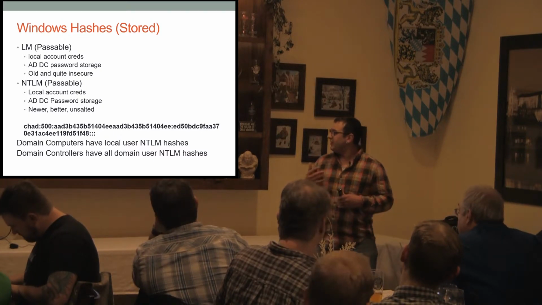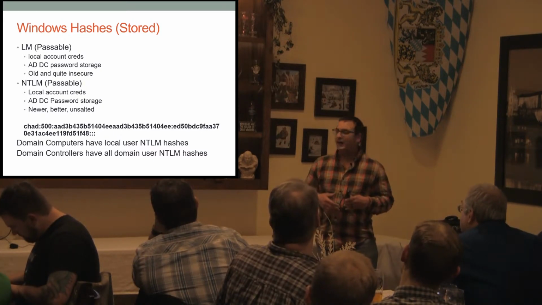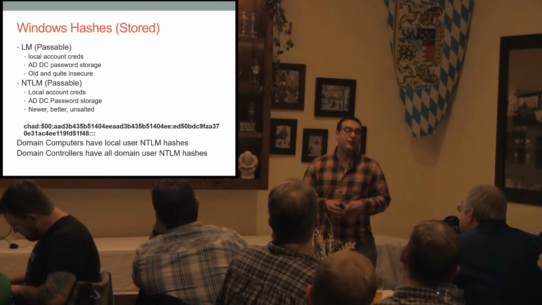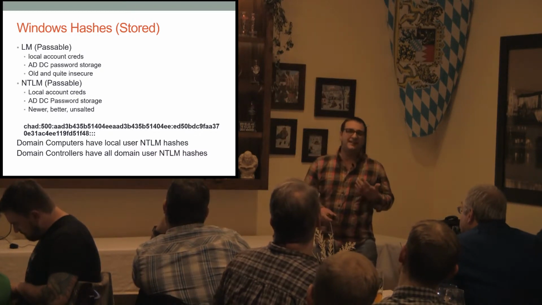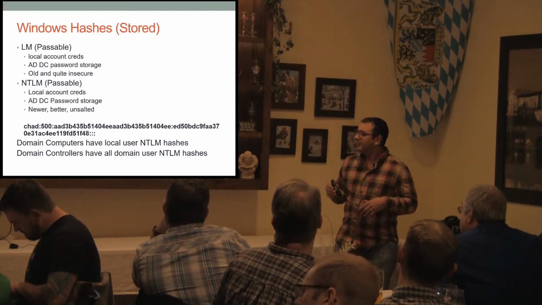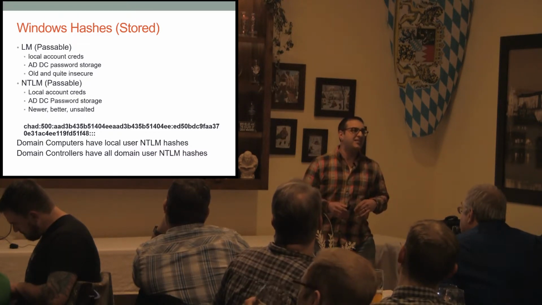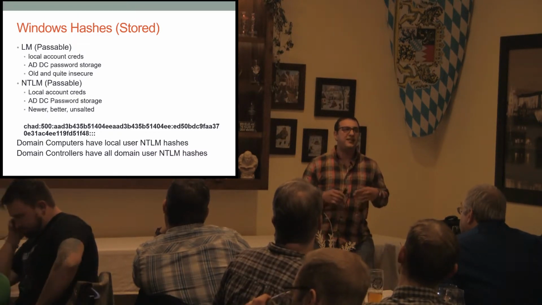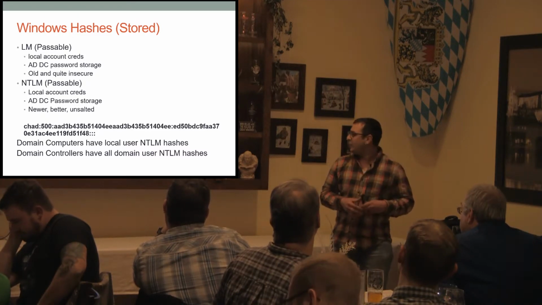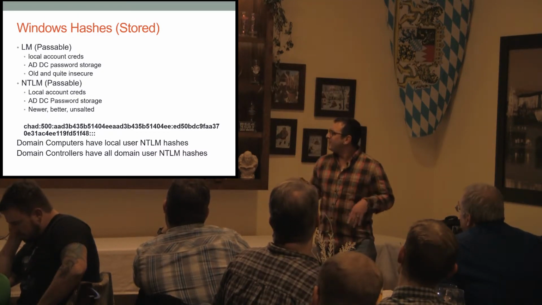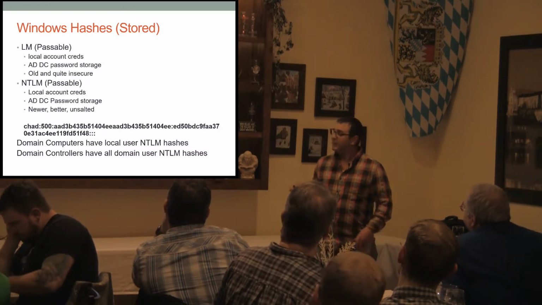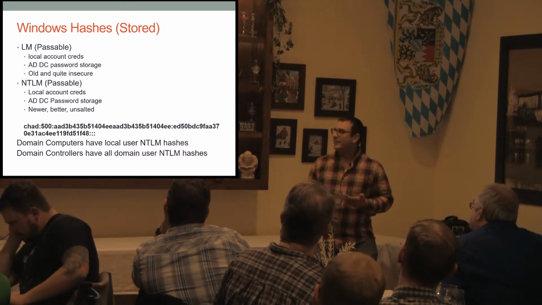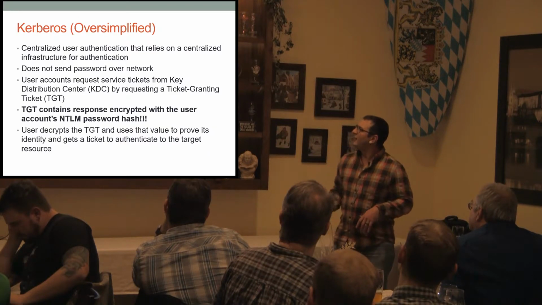So now your domain computers have local user account NTLM hashes. They're stored for those local user accounts, right? Local admin accounts, things like that need to authenticate to the box locally. And your domain controllers have NTLM hashes for all of your domain users because they authenticate everyone, right? So we'll circle back to this, but I wanted to talk about this at least initially right here, so we lay the groundwork for what happens next, because we're going to talk about Kerberos.